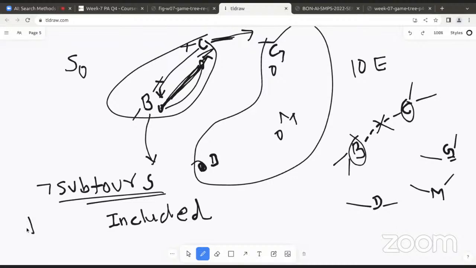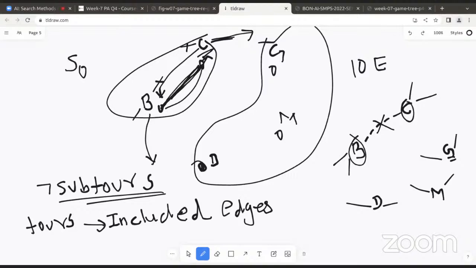So tours will have only included edges. I cannot have an excluded edge in a tour, right? When I say give me all tours where CB is not present, meaning from Chennai, I'm not going to Bangalore. I want a tour such that from Chennai, I'm not going to Bangalore, but I can go to any other city. Similarly, from Bangalore, I'm not going to Chennai. I can go to any other city. Give me such a tour. There are 6 such tours.